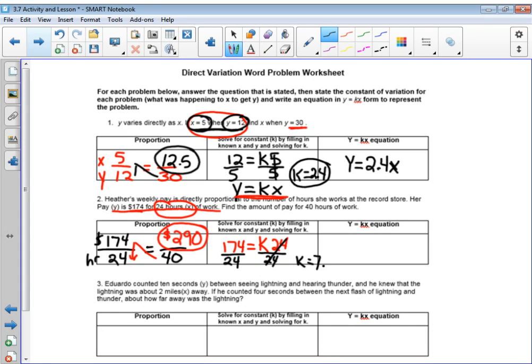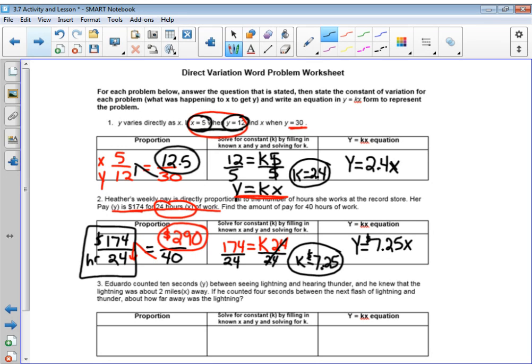So in other words, she's getting $7.25 an hour. That's our rate also. And we could have also gotten that here. You'll notice that's what I ended up doing, finding the slope or the rate. In our third box, we're going to go ahead and substitute in. So Y equals, our K was $7.25. And then we would substitute in for X.